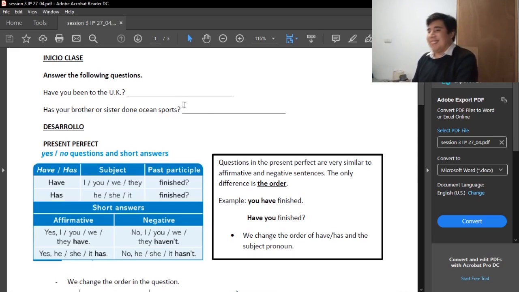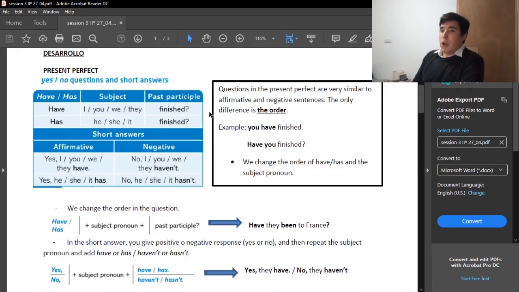Nice. Moving on. We now move on to present perfect, but this time we have yes/no questions and short answers. Okay, present perfect with yes/no questions and short answers. So yes/no questions, as their name implies, are questions whose answers are yes or no. Okay, and the short answer is, as you know, an answer that is really short.